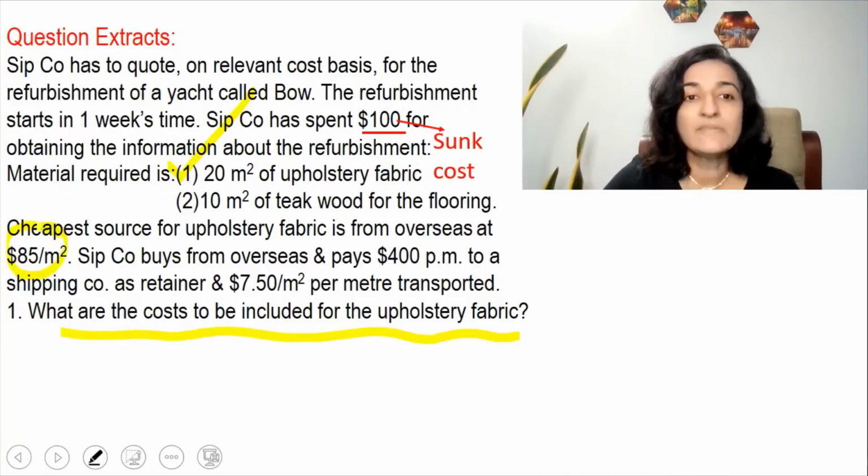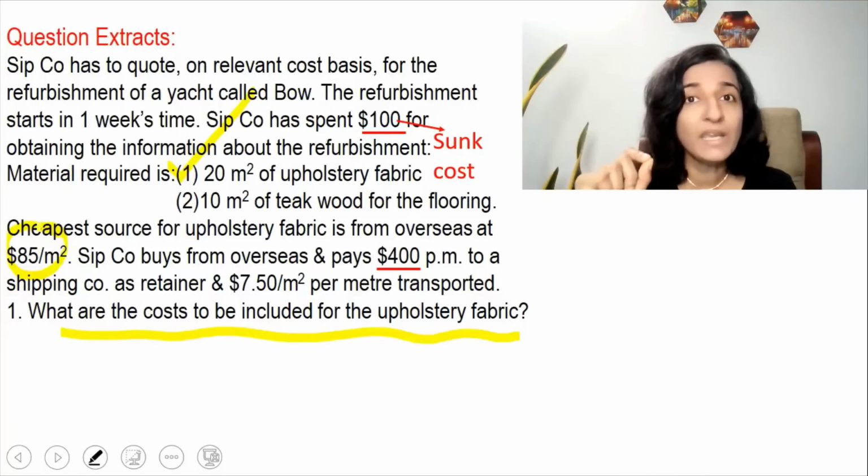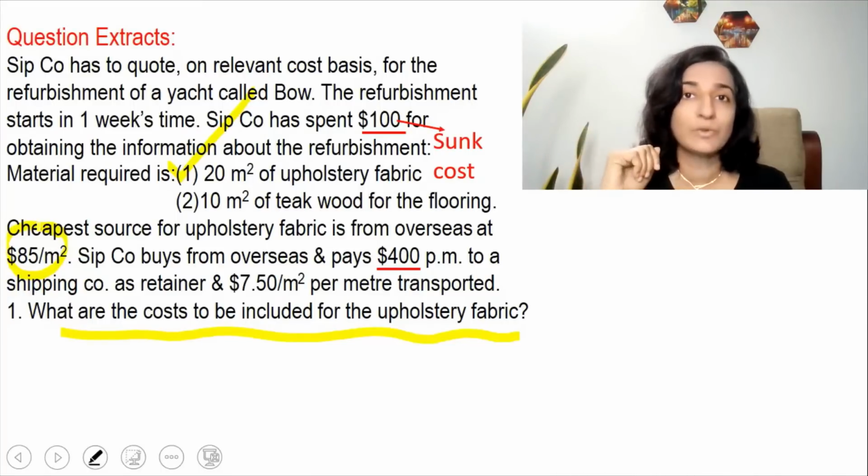SIP company buys from overseas and pays $400 per month to a shipping company as retainer. $400 per month as retainer. Now, what do you mean by a retainer fee? That is, we have to pay $400 per month to the shipping company to reserve the shipping company for our transportation.